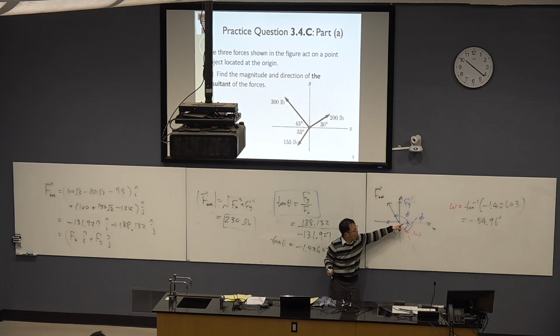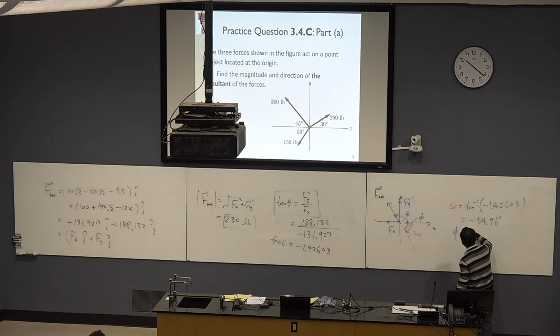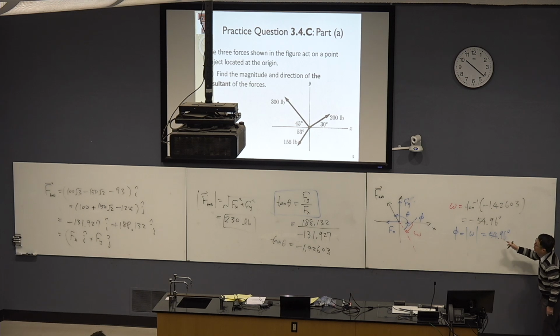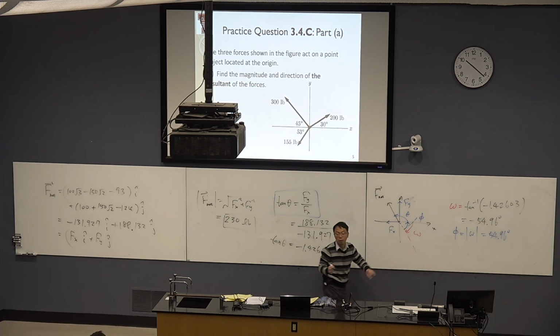Okay, so phi and the angle omega, they are the same in magnitude. So phi equals the absolute value of omega, and that's 54.96 degrees, right? And then once you have obtained phi, what's the relation between theta and phi? Because the ultimate goal is to obtain theta here, right?